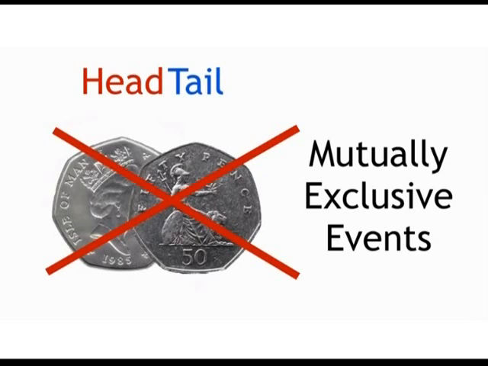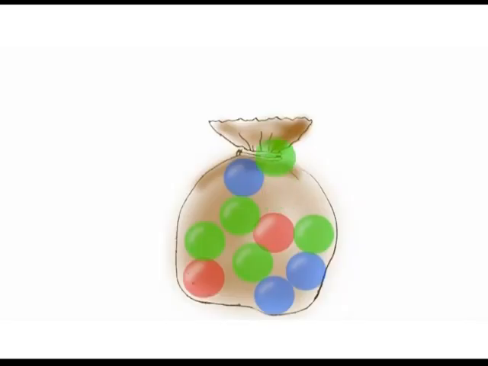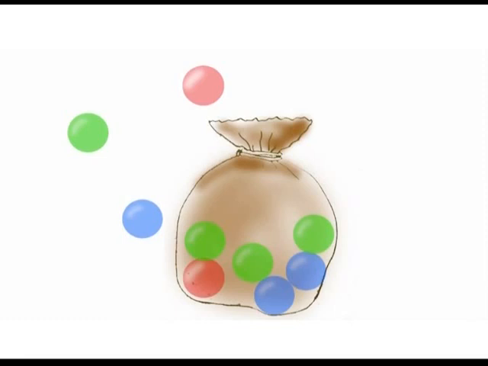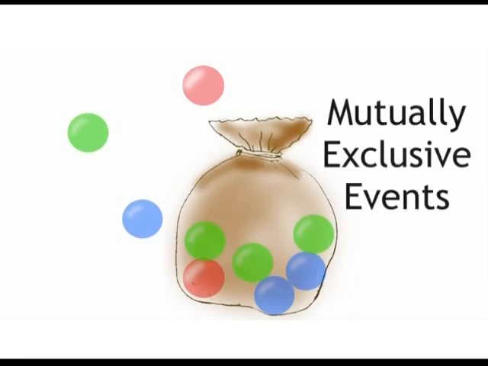Let's go back to our bag with balls. We are picking a ball at random. Because we are picking only one ball, we cannot pick a red, green and blue at the same time. So the 3 events, picking a red, picking a green and picking a blue, are mutually exclusive. If one occurs, it means the others did not occur.